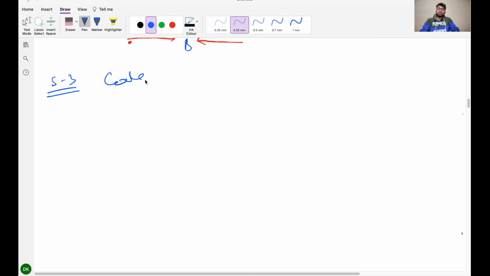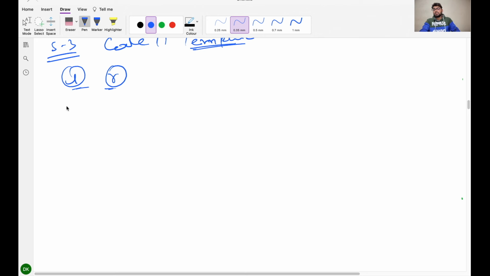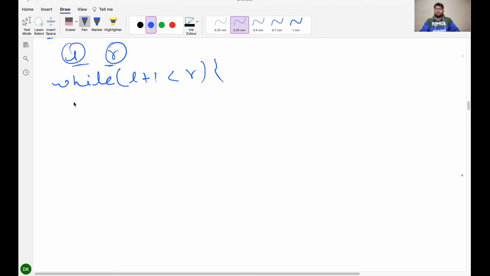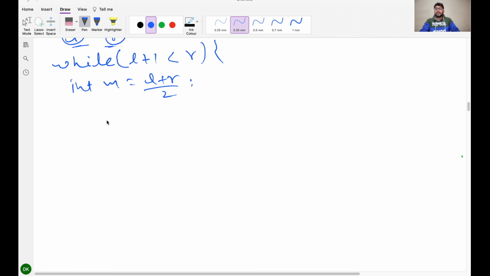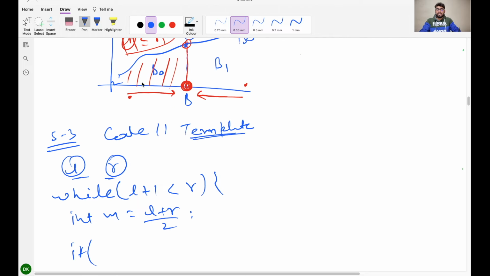I have a template over here. First of all, I have to initialize my left and right pointers. We will discuss it very soon. After that, I make a condition: if L plus 1 is less than R, we find the mid, M equal to (L plus R) divided by 2. After that, I have a condition: either I am at this region or at that region.